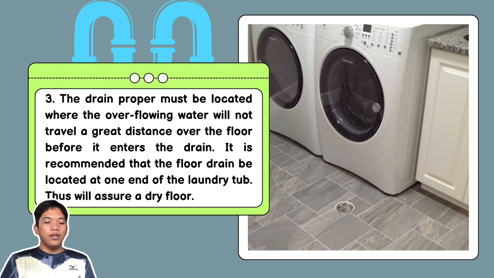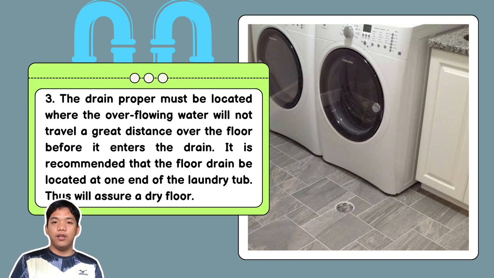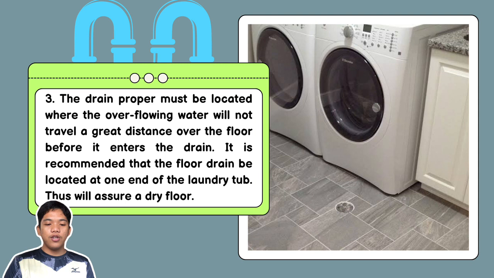Number 3, the drain proper must be located where the overflowing water will not travel a great distance over the floor before it enters the drain. It is recommended that the floor drain be located at one end of the laundry tub. This will assure a dry floor where one stand when using the fixture. So, meaning to say, dito sa number 3 na ito is, kailangan talaga yung floor drain is malapit mismo doon kung saan nakalocate yung laundry equipments natin para hindi na mag-travel pa kung saan-saan ang tubig.